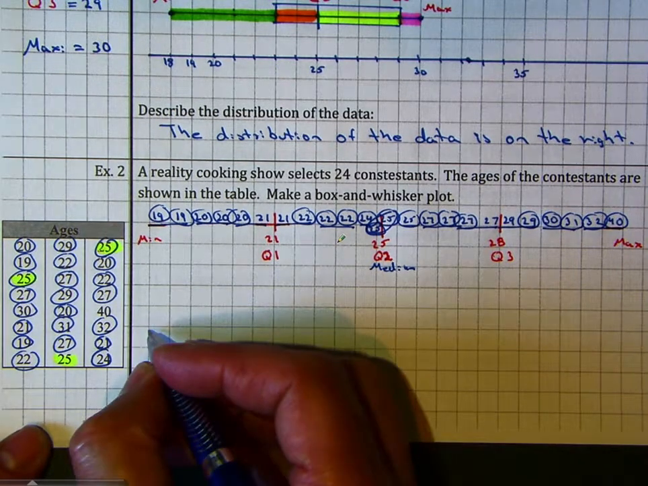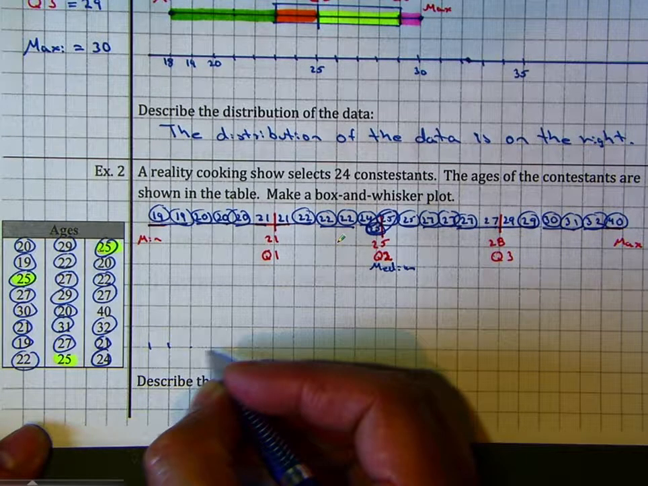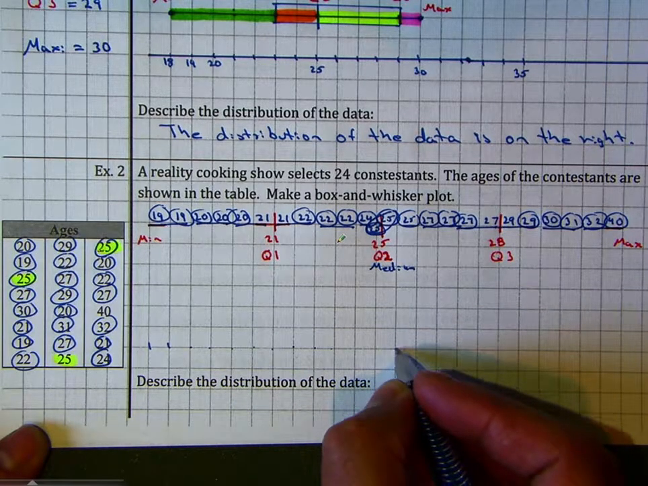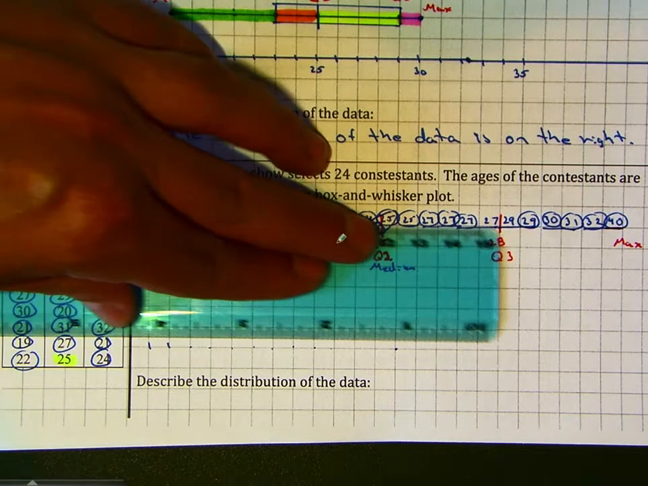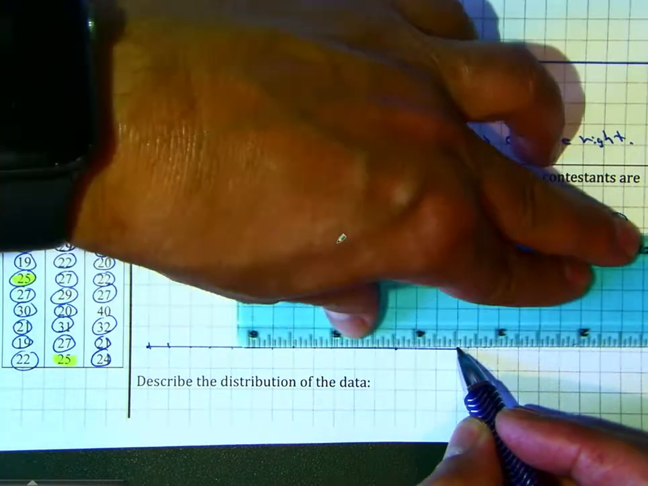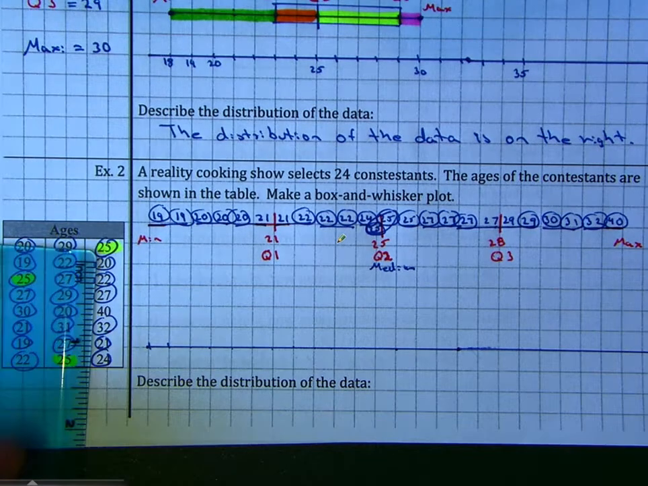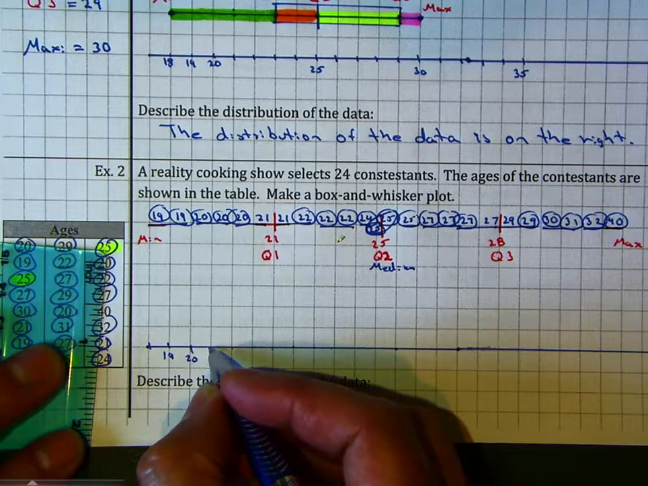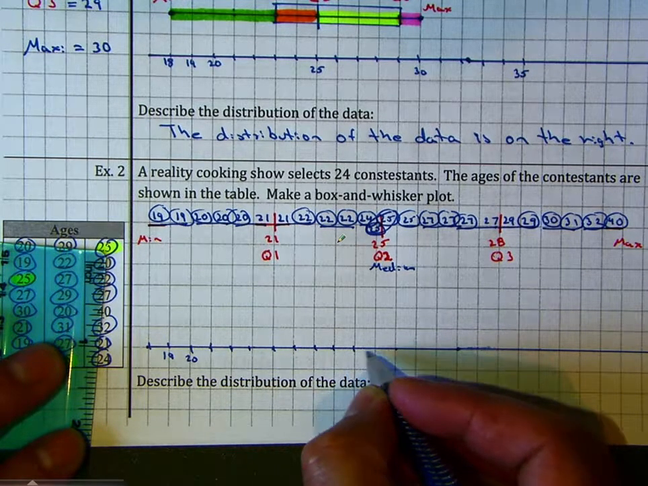Let me see if it fits. I believe with 19, 20, and so on up to 30, it does fit. So you can use your ID, or you can use a ruler, or anything. But what I want you guys to use is a straight edge. So this will be 19, 20, 21, 22, 23, 24, 25, 26, 27, 28, 29, 30.